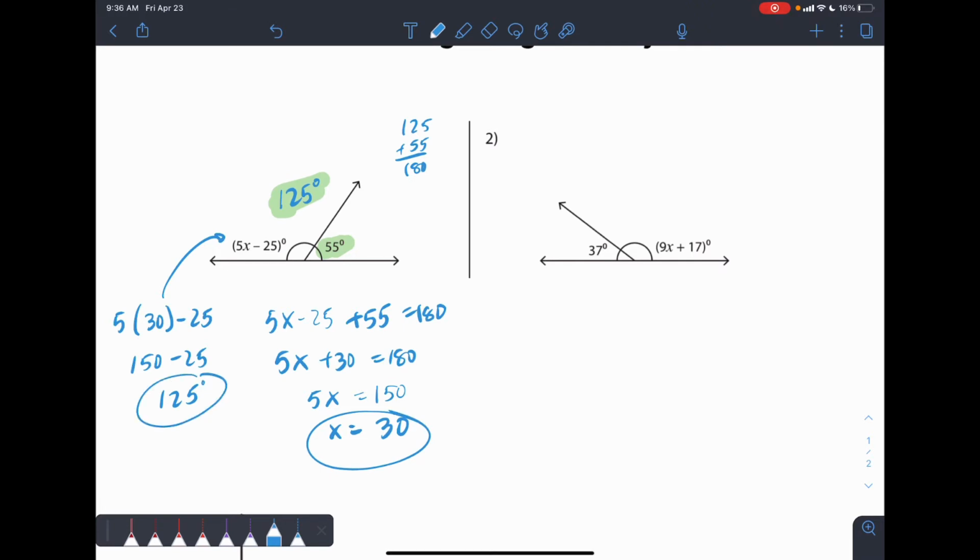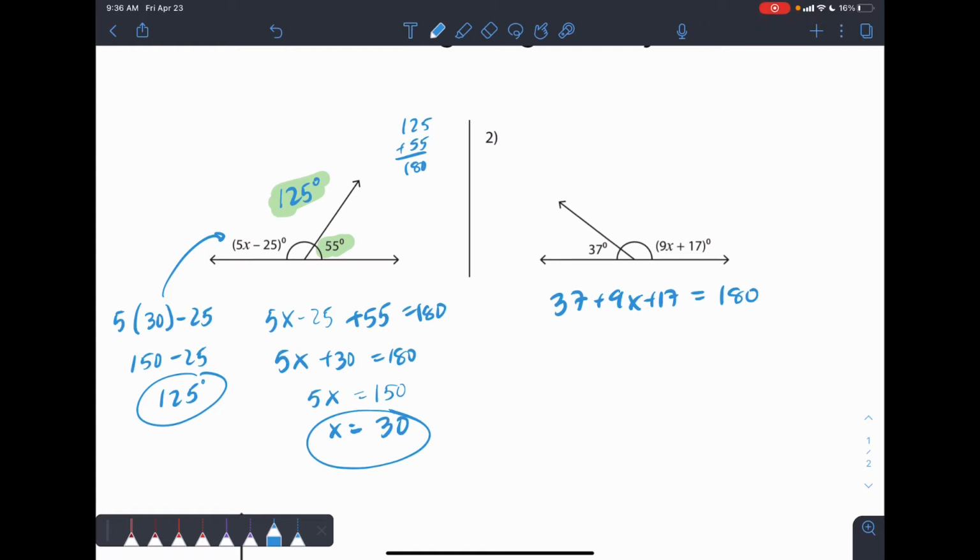So we could try this example here on the right side. Same idea. The equation we make for a linear pair is 37 plus 9x plus 17 is equal to 180. Collect our like terms and solve. So I encourage you to pause the video here, see what you can get on your own, and then unpause and watch how I complete the same problem.